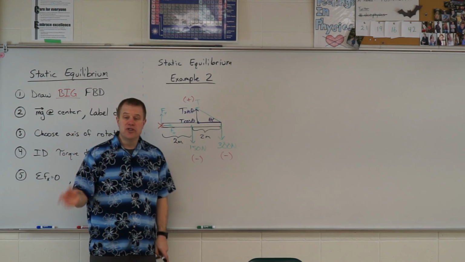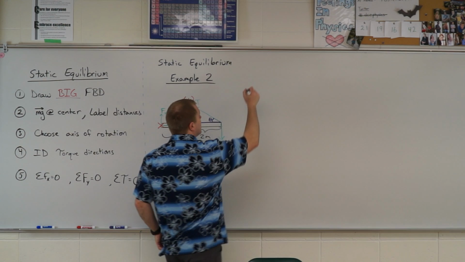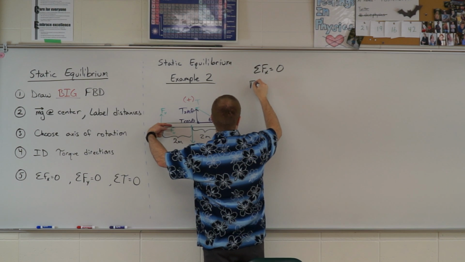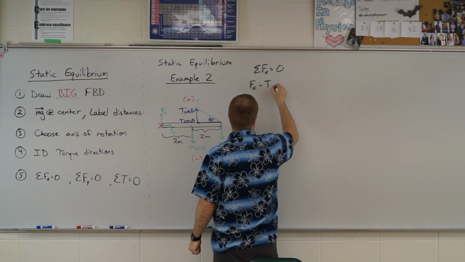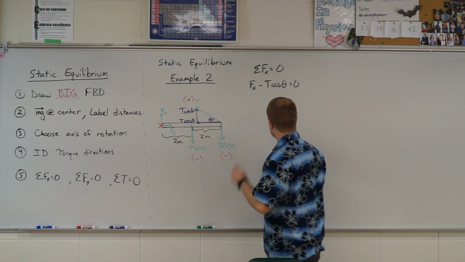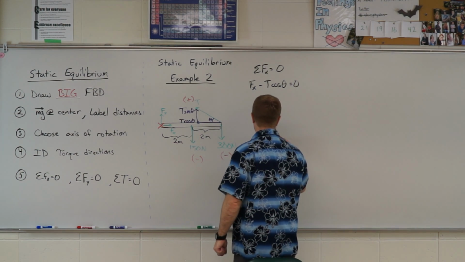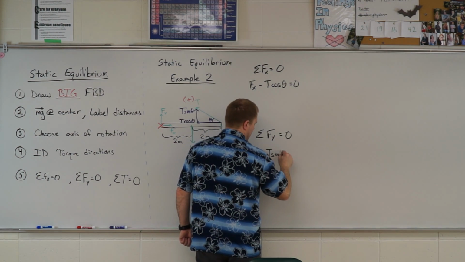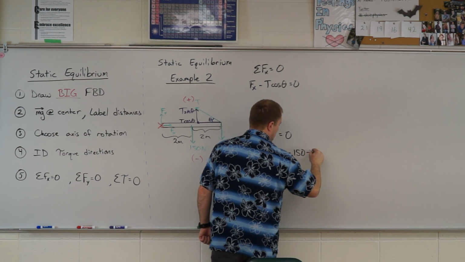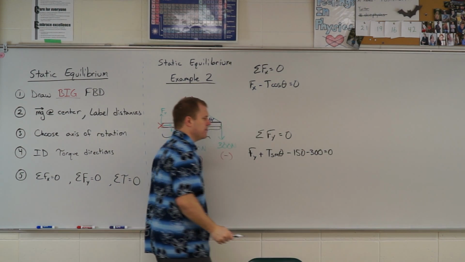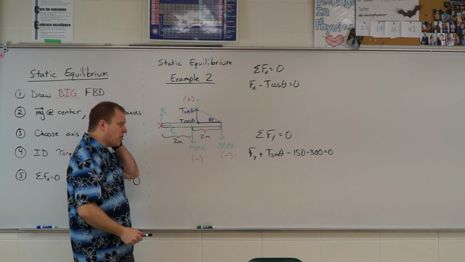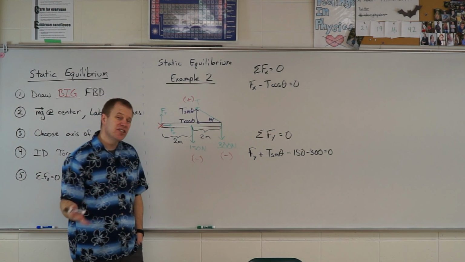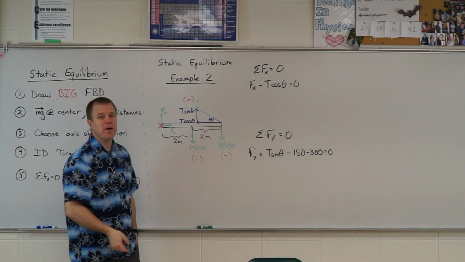Okay. Next, we need to generate those 3 equations. So I'm going to sum up the forces in the x direction, set equal to 0. So I have Fx minus T cosine theta equals 0. In the y direction, we're going to have Fy plus T sine theta minus 150 minus 300 equals 0. And the reason we need the torque equation here is I have 2 unknowns in each of these equations, tension and Fx in the first one, tension and Fy in the second one.